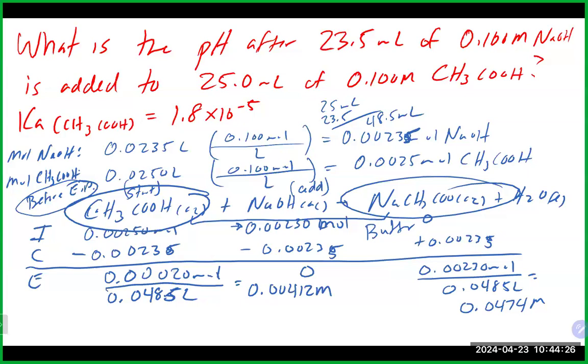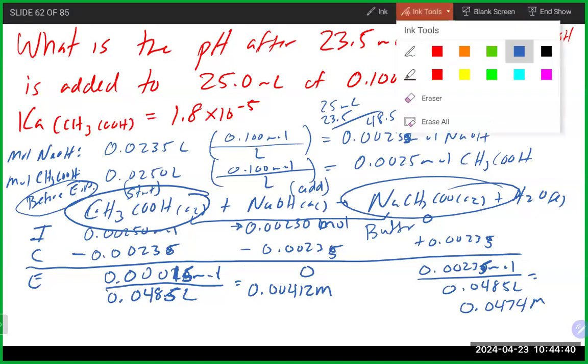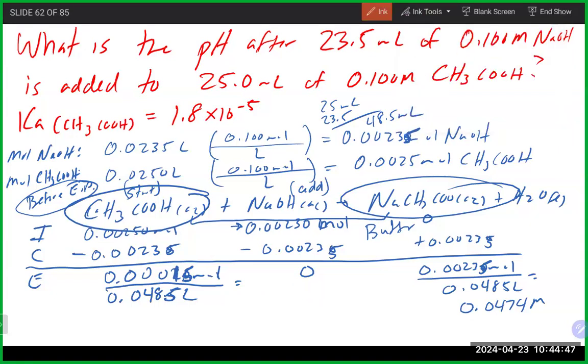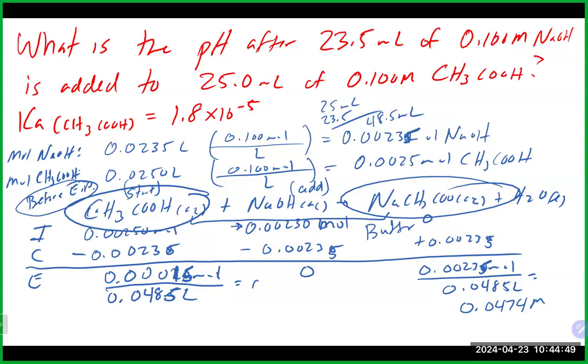So that's going to give us a 0.0015 and 2.5 here, and that would be divided by 0.0485. That would give us actually... all right, let's try this again here. 309. Banner day here.